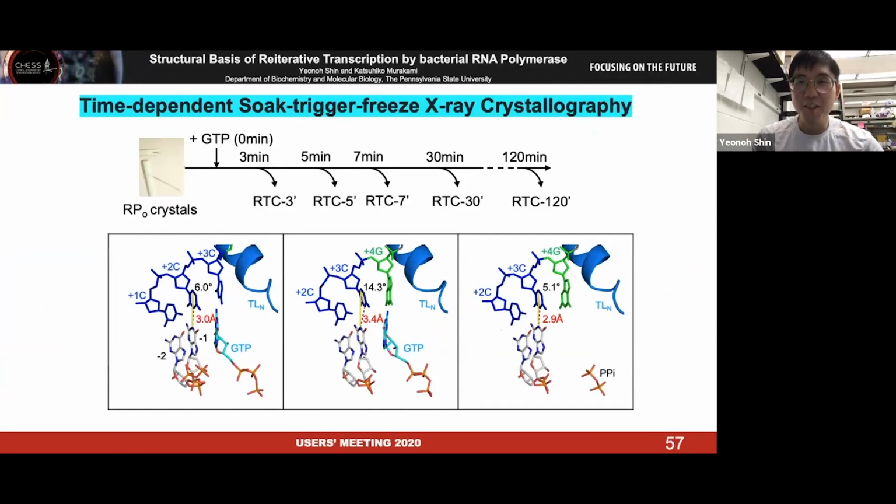Hi, I'm Yono-shin at Penn State University. I studied the mechanism of reiterative transcription, which is also known as transcript slippage, which plays an important role in controlling gene expression in bacteria. Using time-dependent shock trigger X-ray crystallography, I was able to watch RNA polymerase in motion in crystallo, which provided significant insight into the mechanism of transcript slippage. So if you are interested in learning this, please come check my poster at 5 p.m. Thank you.